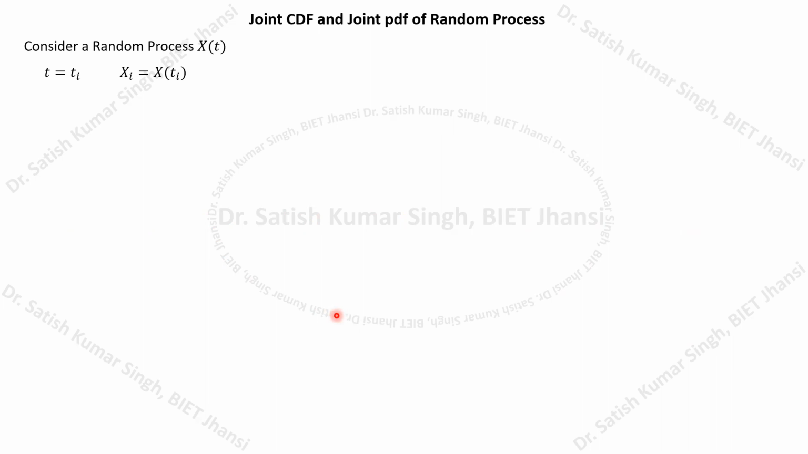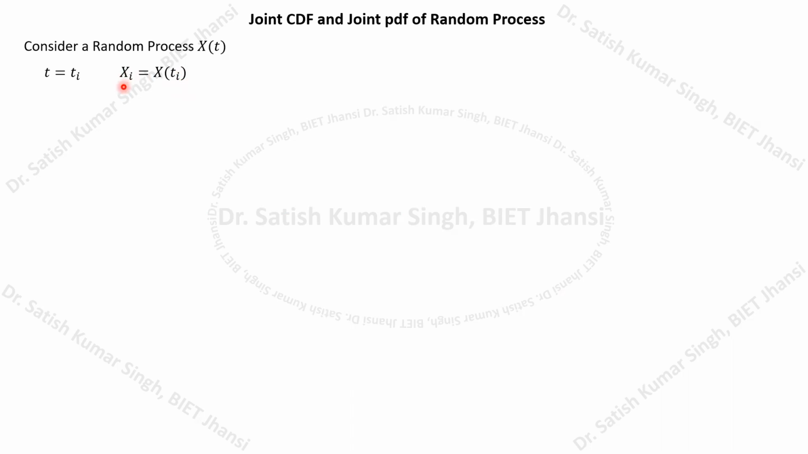Here we have to understand that we are considering a random process defined by this particular expression x(t). Suppose we have this time t equal to ti. If we consider a certain random instant of time ti, then the outcome of this random process, at x(t) with t equal to ti, will be represented by xi.